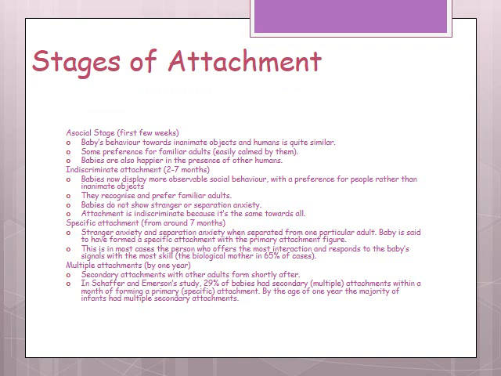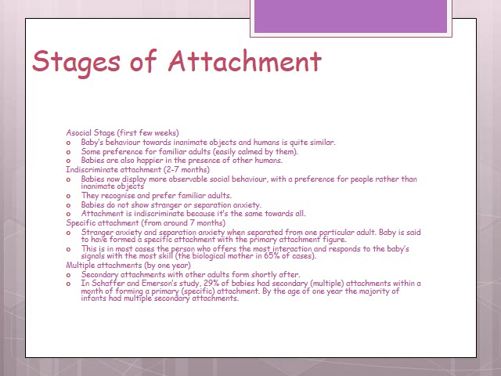Stages of attachment. So we need to be aware of the 4 stages. So they're asocial, indiscriminate, specific, and multiple. Asocial was within the first few weeks of life. So the baby's behaviour both towards objects and humans seems to be quite similar. However, they do seem to show a preference for a familiar adult, so they seem to be easily calmed by them. The indiscriminate stage, that is between 2 and 7 months.